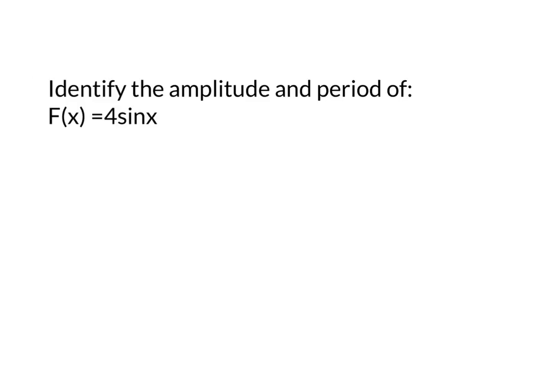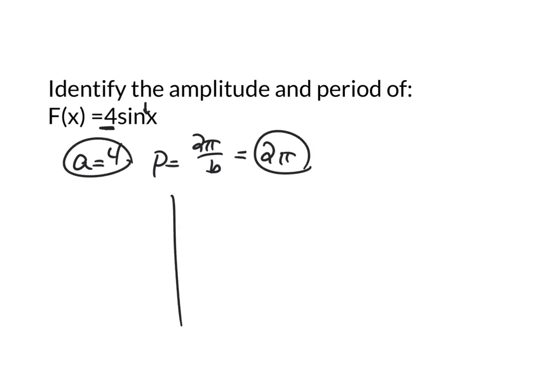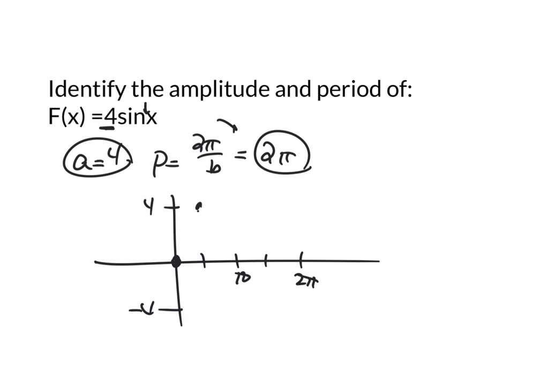Okay, this one says identify the amplitude and period of 4 sine x. The amplitude is always A, whatever's in the front. That's a piece of cake to find. The period is always 2 pi divided by b. Now b is whatever's in front of the x. This time there's a 1 in front of the x, so it's just 2 pi. So there's the period and the amplitude, which means if we're going to graph sine, the period is 2 pi, that's how far you go. And the amplitude is 4, so I have to go all the way up to 4 and all the way down to negative 4. Sine starts at 0, goes like this. So one period of sine will look just like that.